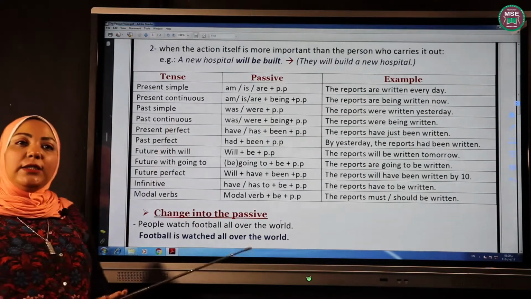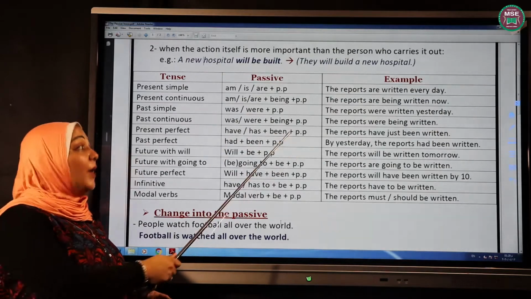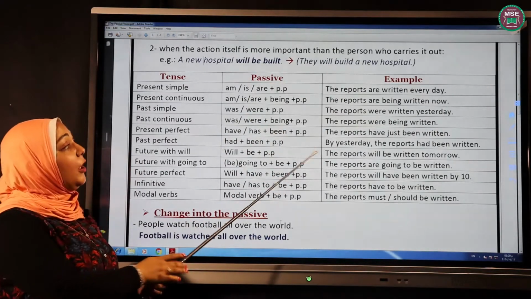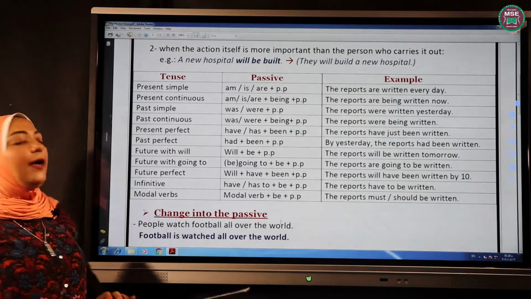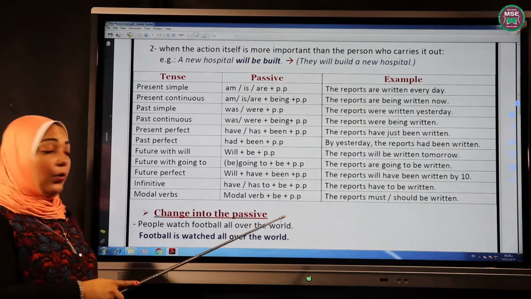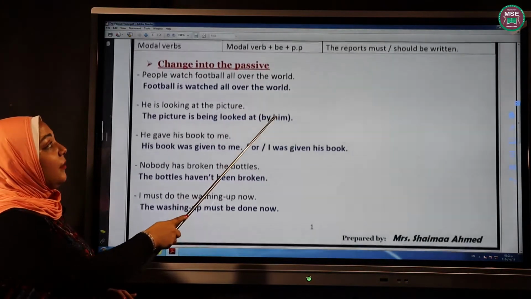Then, if it's past continuous, the same idea. Was or were, being plus the past participle. For example, the reports were being written, etc. for the coming tenses. Okay? Now, let's have some practice.